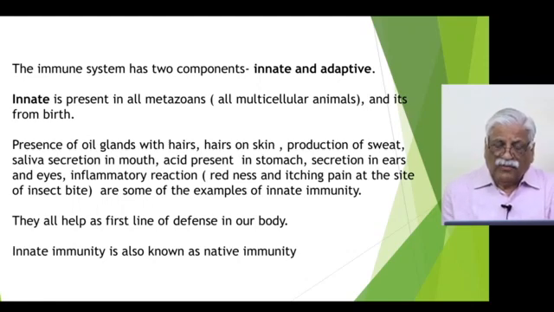In addition to that, when a non-cell substance tries to enter the body, there are mast cells in the blood. They immediately burst and a substance, histamine, is released, and therefore an inflammatory reaction happens at the site where the insect has bitten or the non-cell substances or pathogens try to enter our body. Redness develops and there is always itching and pain. These are some of the examples of innate immunity, and as I said, they all help as a first line of defense in our body. Innate immunity is also known as native immunity.